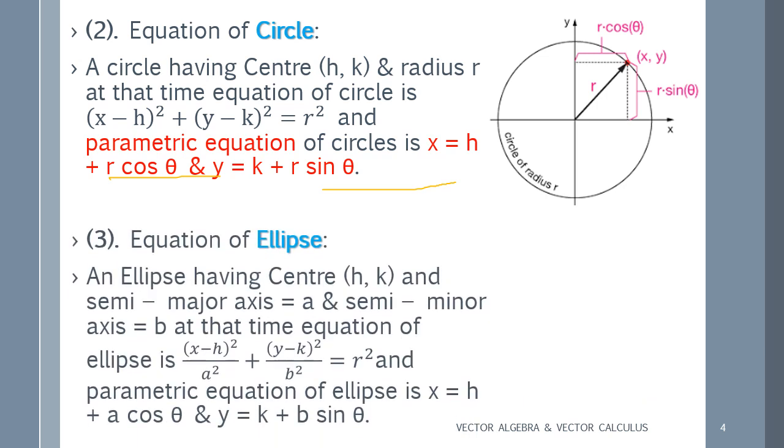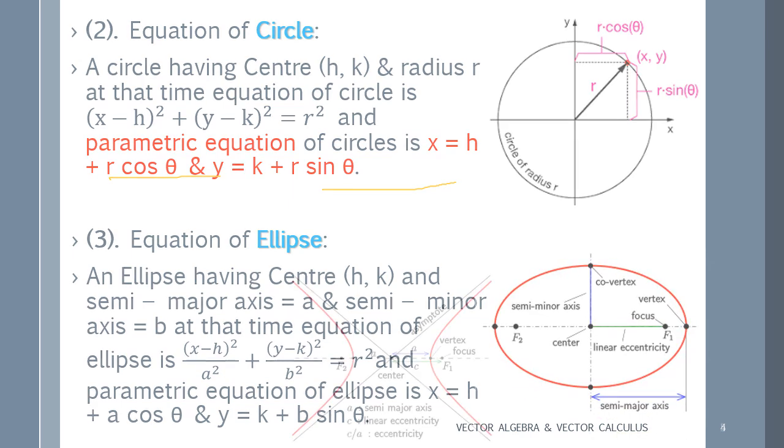Next is the equation of the ellipse, again with the same center h and k. The equation of this ellipse is x minus h whole square upon a square plus y minus k whole square upon b square equals r square. And the parametric equations of this are x equals h plus a cos theta and y equals k plus b sin theta.